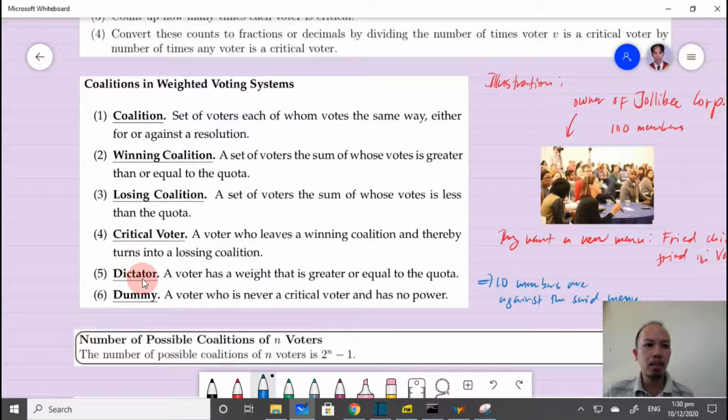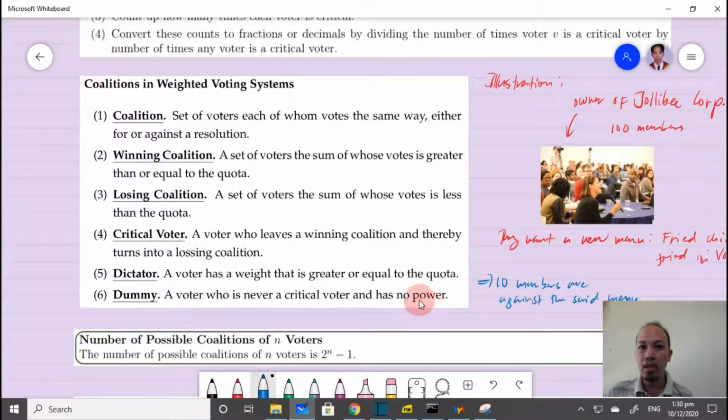The dictator, I discussed this already. A dictator is a voter who has a weight that is greater than or equal to the quota, just like my example before in the types of voting systems. The dummy voter is a voter who is never a critical voter and has no power.